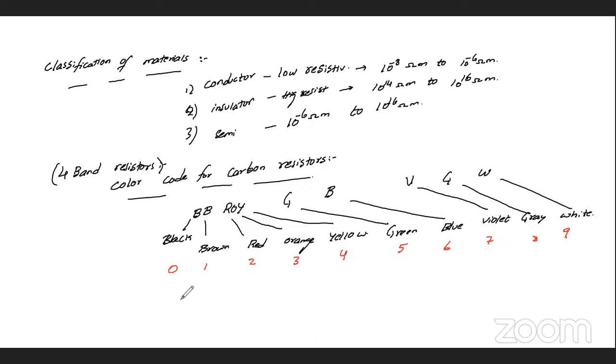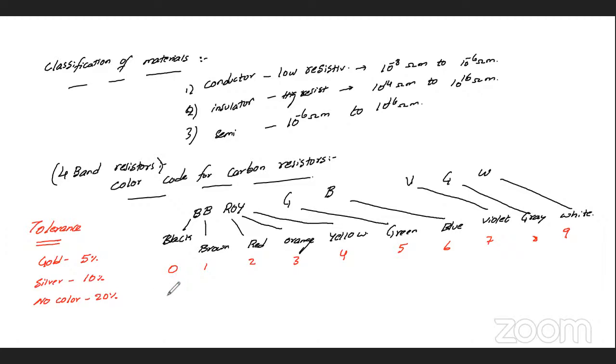Now, apart from these colors, someone mentioned gold and silver. Those we call limitations, or tolerance. So gold is your 5%, silver is your 10%, and no color is your 20%. Whatever we are discussing here is based on the 4-band resistor. Remember it. So: gold, silver, and no color.